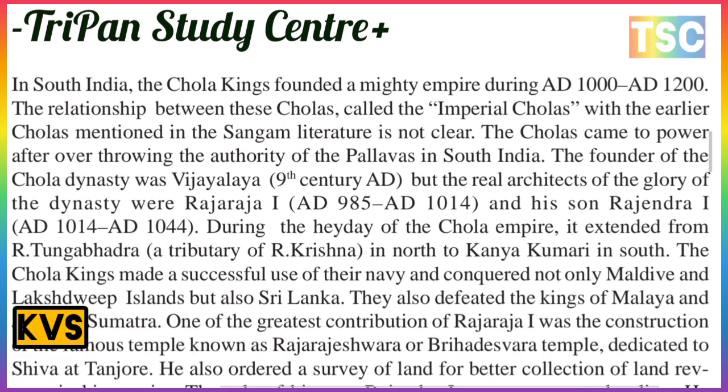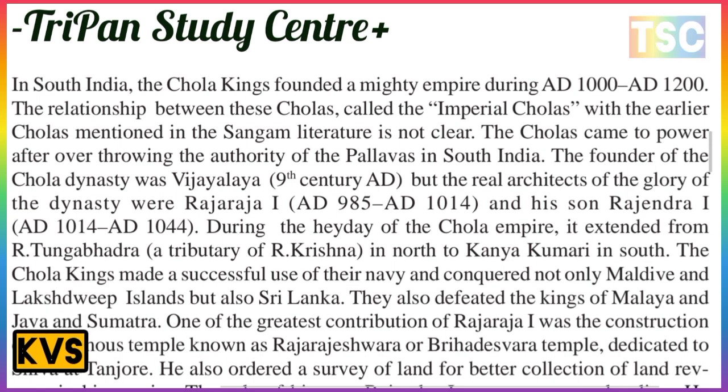Vijayalaya was in the 9th century AD, but the real architect of the glories of the dynasty was Rajaraja I, AD 985 to AD 1014. That is the most important point here. And his son Rajendra I ruled AD 1014 to 1044. During the heyday of the Chola Empire, it extended from the River Tungabhadra, its tributary the River Krishna in the north, to Kanyakumari in the south.